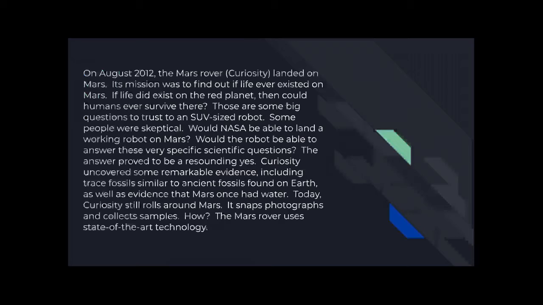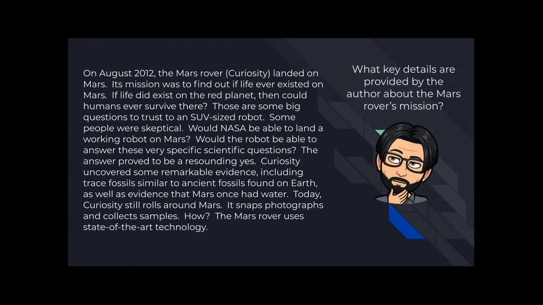Some people were skeptical. Would NASA be able to land a working robot on Mars? Would the robot be able to answer these very specific scientific questions? The answer proved to be a resounding yes. Curiosity uncovered some remarkable evidence, including trace fossils similar to ancient fossils found on Earth, as well as evidence that Mars once had water. Today, Curiosity still rolls around Mars. It snaps photographs and collects samples. How? The Mars rover uses state-of-the-art technology.